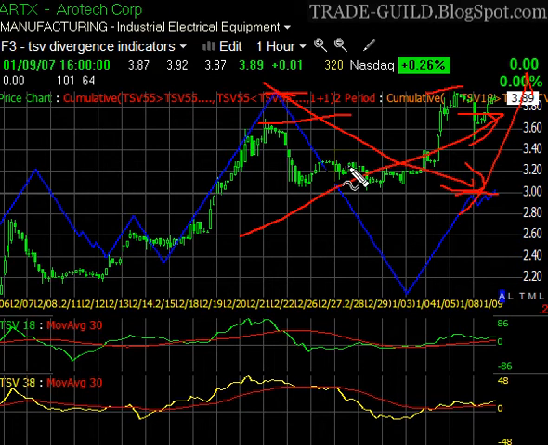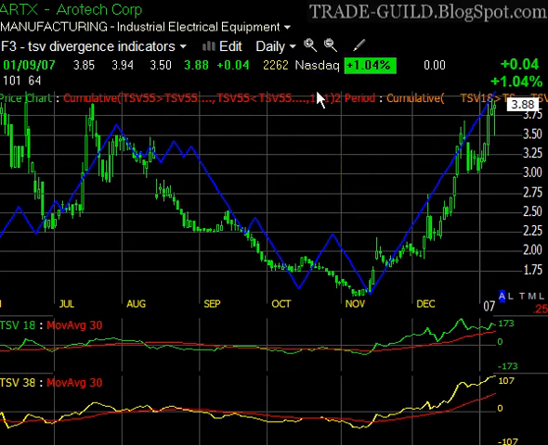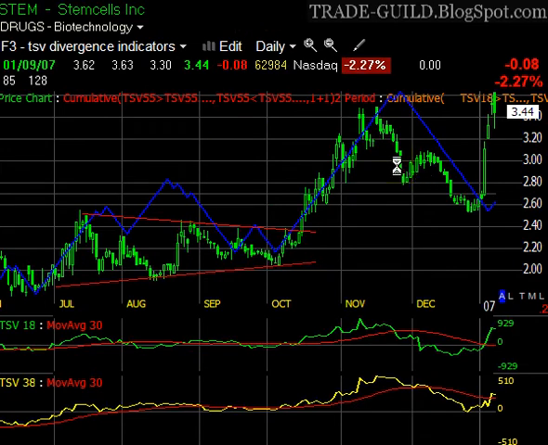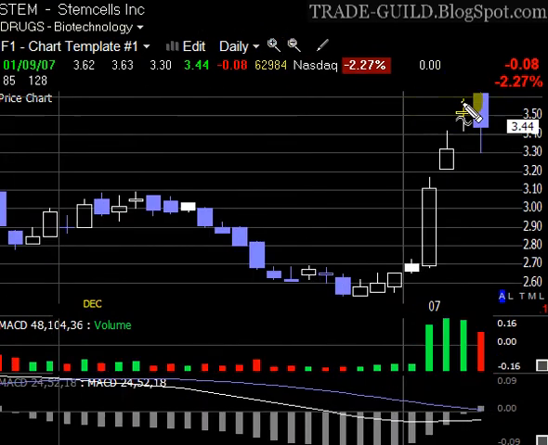But like I said, in the daily time frame, it looks very good. I think ARTX maybe has some more upside to go. STEM, we took a look at this before. Basically this is a short with a stop above today's high. This engulfing pattern over here is a reversal pattern, so you'll probably see a move down in STEM and probably in a lot of the biotech names.